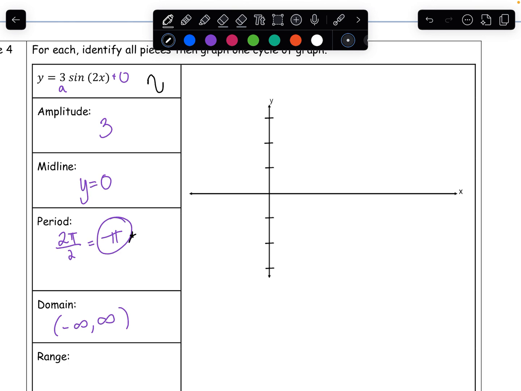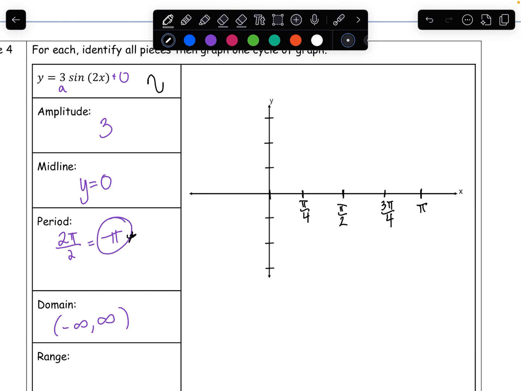So I'm going to take my period and draw it all the way out here. There's pi. Well, we have 4 quadrants, so we're going to separate our period into 4. So what's half of pi? Pi halves. What's half of that? Pi over 4. What's 3 times that? 3 pi over 4. It just helps to find it really quickly.